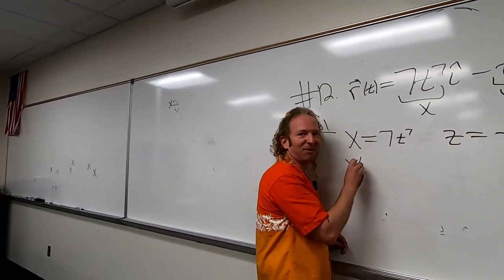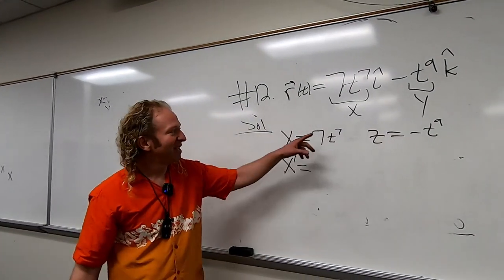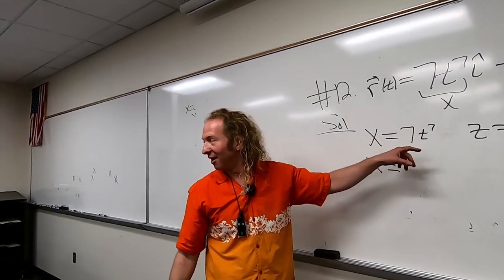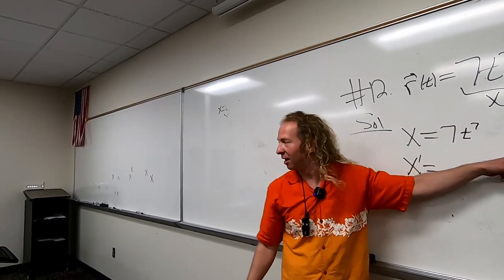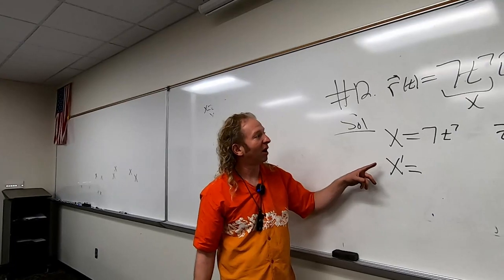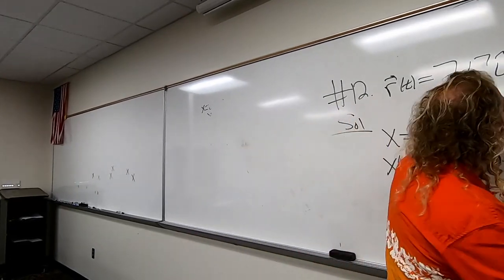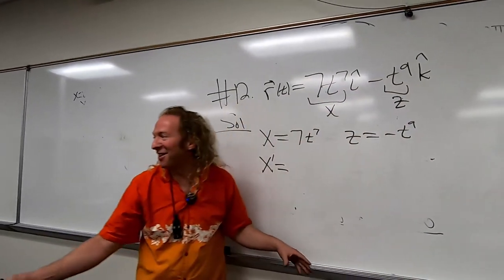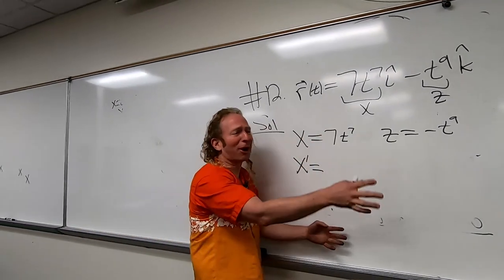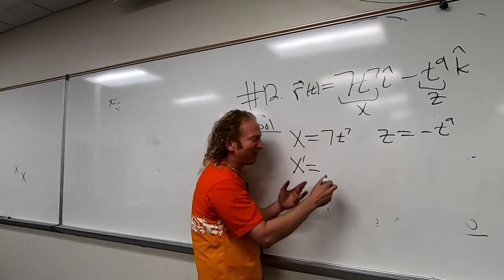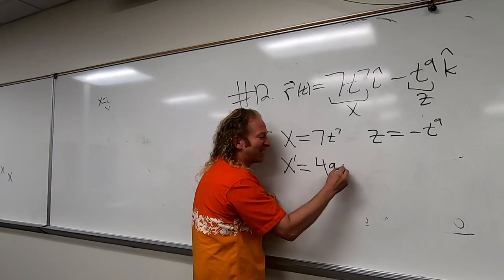So x prime. Can you change the y to z? I did. All right, 7 times 7 is 49, t to the 6.